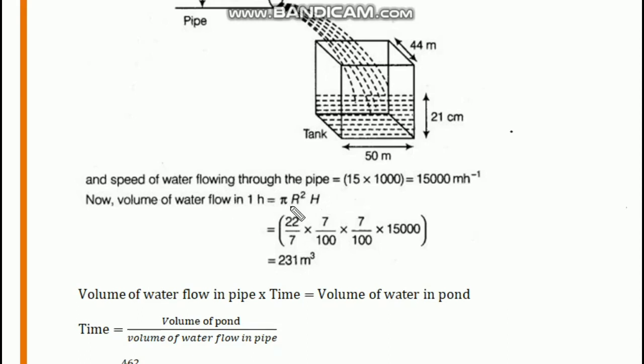So for a cylinder, we know the formula is pi r square h. Substitute the values. So we will get 231 meter cube. So the volume of water flowing through the pipe in 1 hour is 231 meter cube. So actually here we need to find the time taken. Okay. So the volume of water flowing in the pipe into time is equal to the volume of water in the pond.